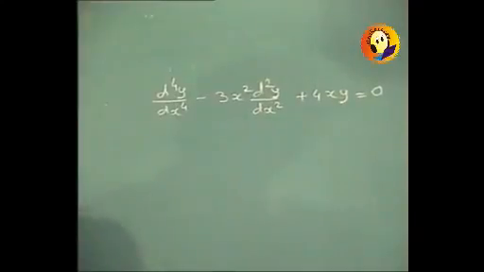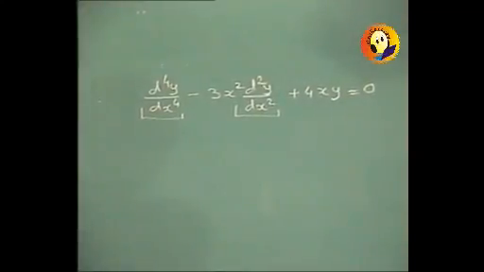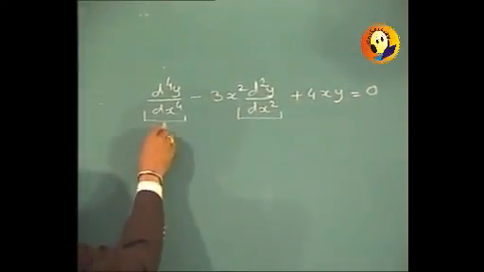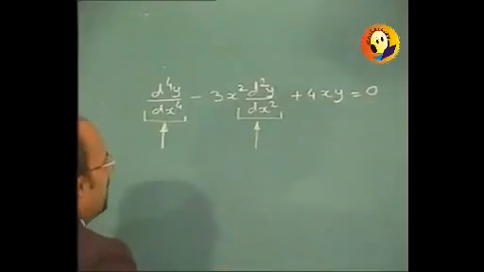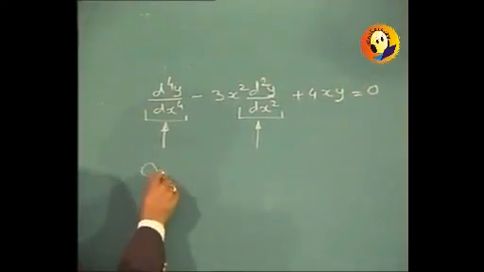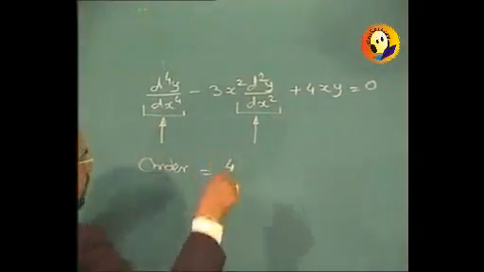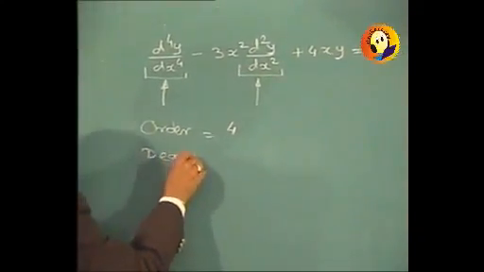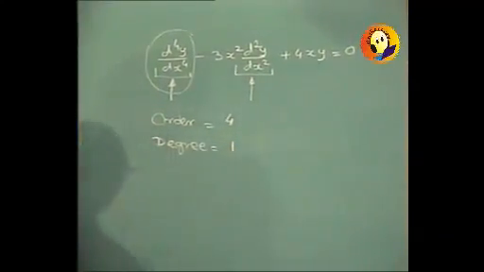Now this is a differential equation because it involves differential coefficients like d raised to 4y by dx raised to 4 or d2y by dx square. The highest order derivative in this case is d raised to 4y by dx raised to 4. So the order of this differential equation will be the order of the highest derivative, so the order is going to be 4. And if we talk of the degree of this particular differential equation, it is going to be the degree of the highest order derivative, so it is going to be 1.